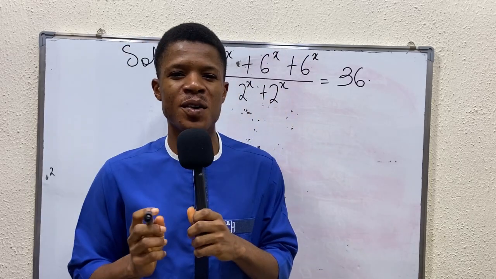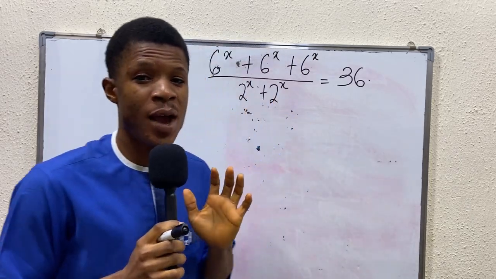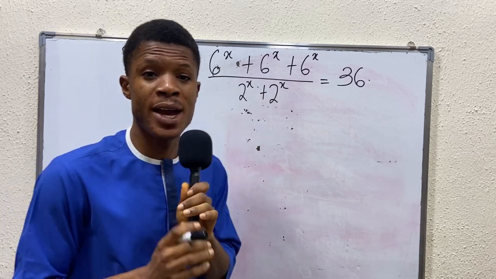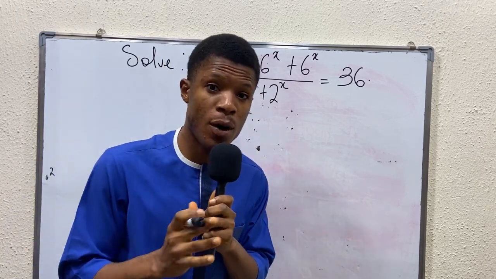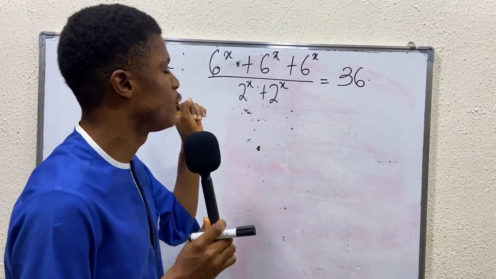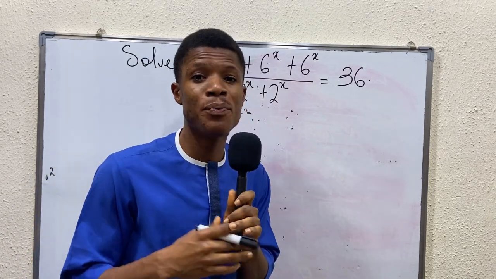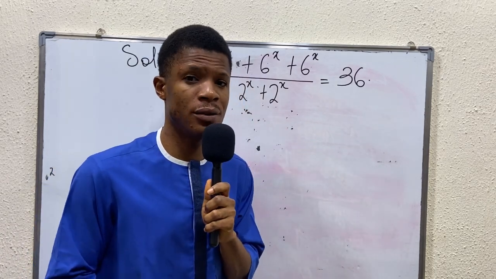Hey guys, welcome. In this video, we are expected to solve for the value of x in (6^x + 6^x + 6^x) divided by (2^x + 2^x), and that equals 36. Can you try and find the value of x?